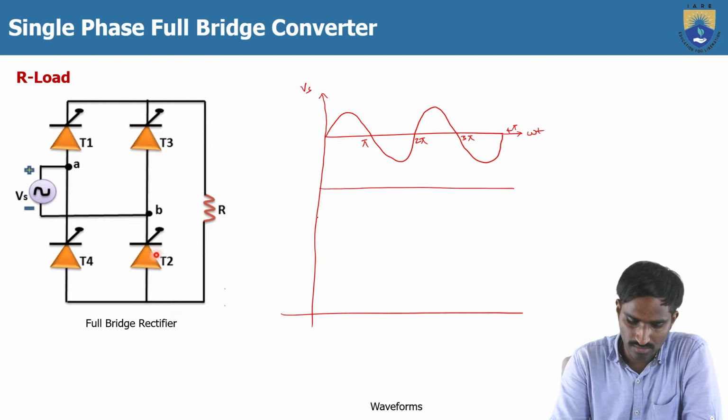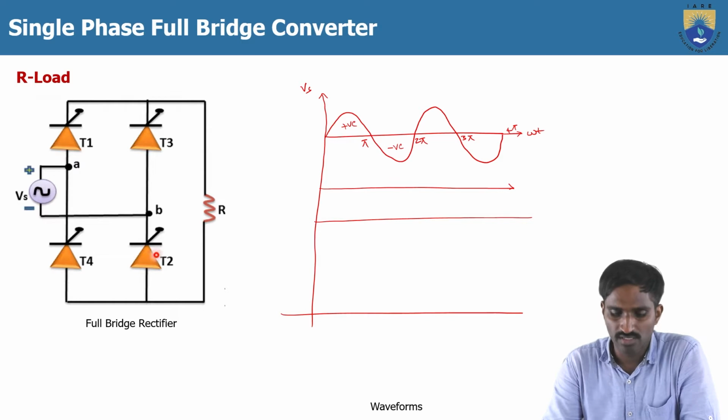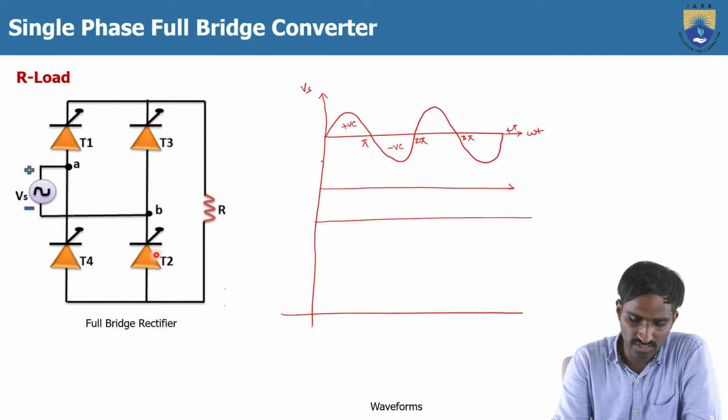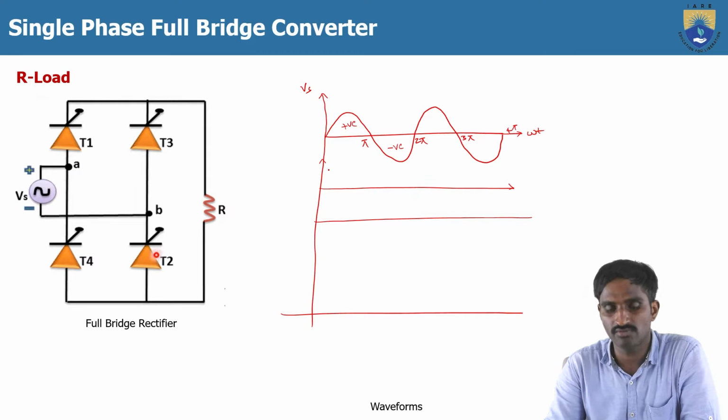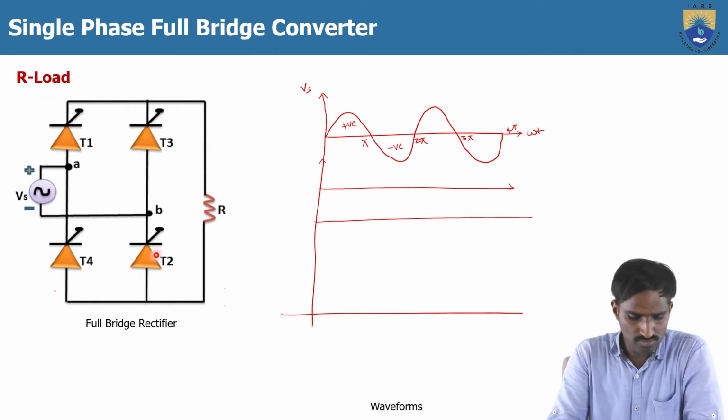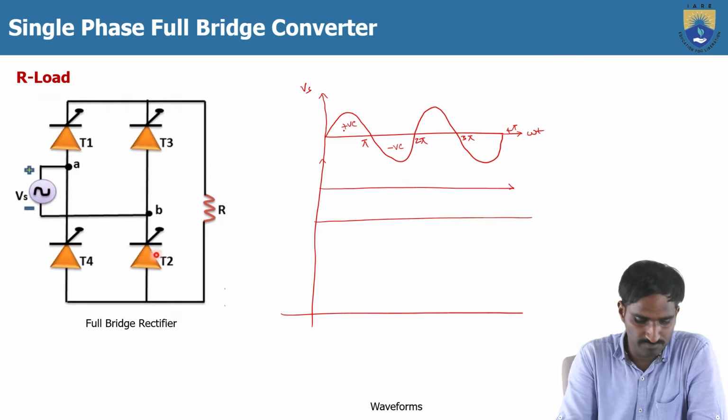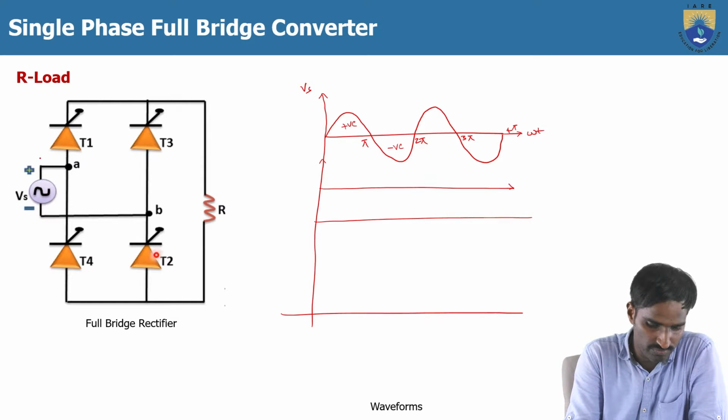As we know, this is the positive cycle and this is the negative cycle of the input supply. During the positive cycle, which thyristors should we turn on, and during the negative cycle, which thyristors are going to turn on? That we will discuss. So during the positive cycle, here this is the positive and this is the negative, let me consider Vs.